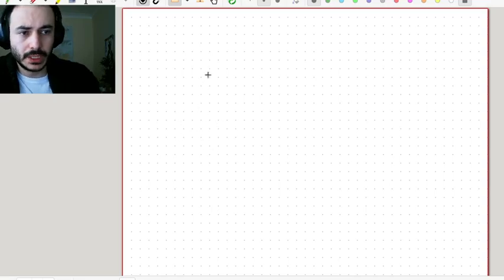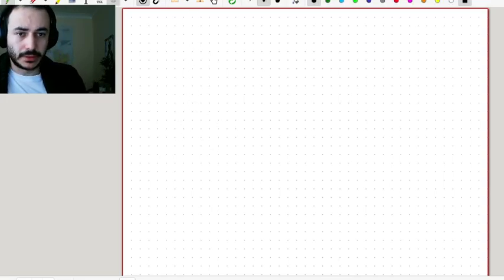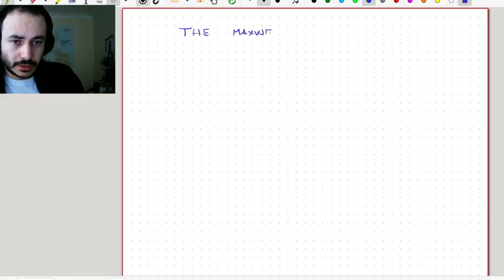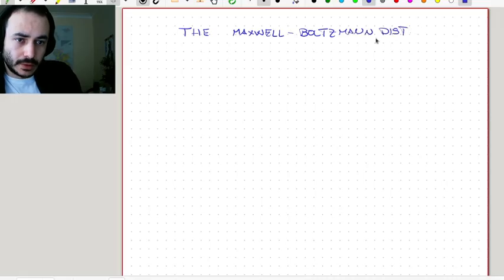All right, so let's go with the Maxwell-Boltzmann distribution. That's the velocity distribution when you are in thermal equilibrium. So the Maxwell, let me just write it out here, Boltzmann distribution. Okay, so we know enough actually about this probability distribution.